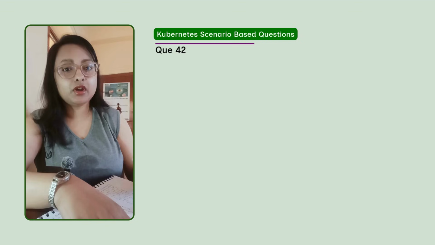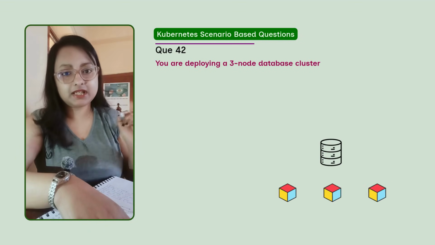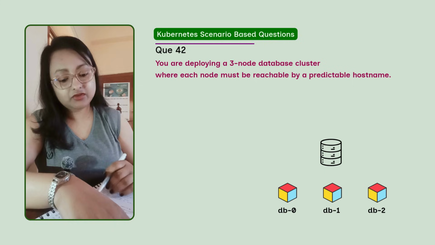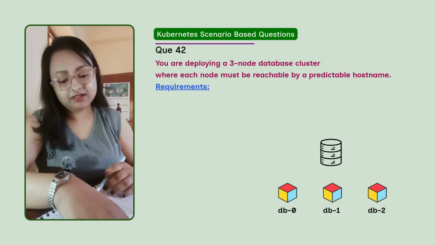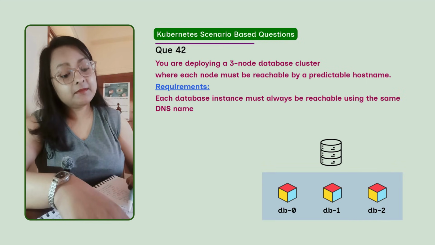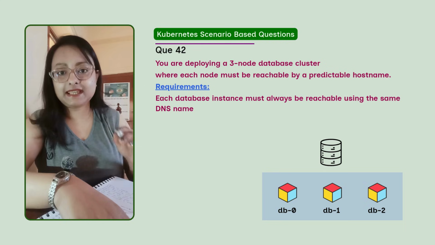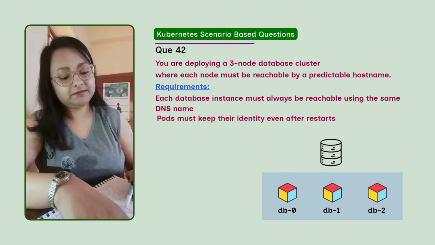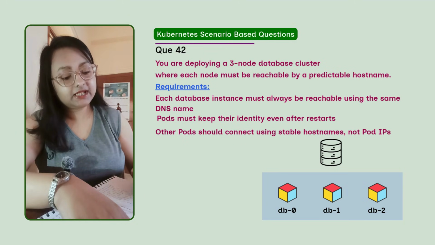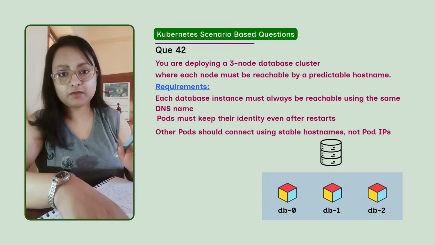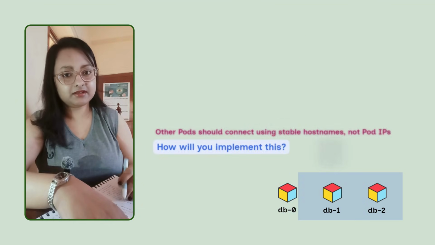Question number 42. You are deploying a 3-node database cluster where each node must be reachable by predictable hostname. The requirements are each database instance must always be reachable using the same DNS name. Pods must keep this identity even after restart. Other pods should connect using stable hostname, not pod IPs. How will you implement it?